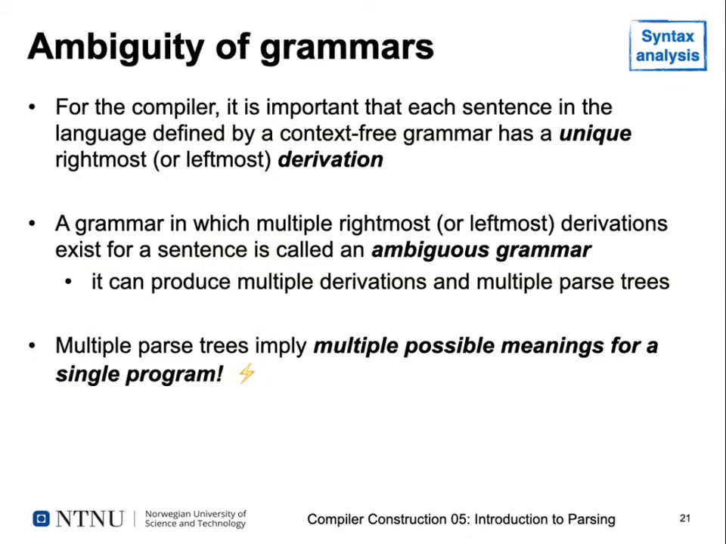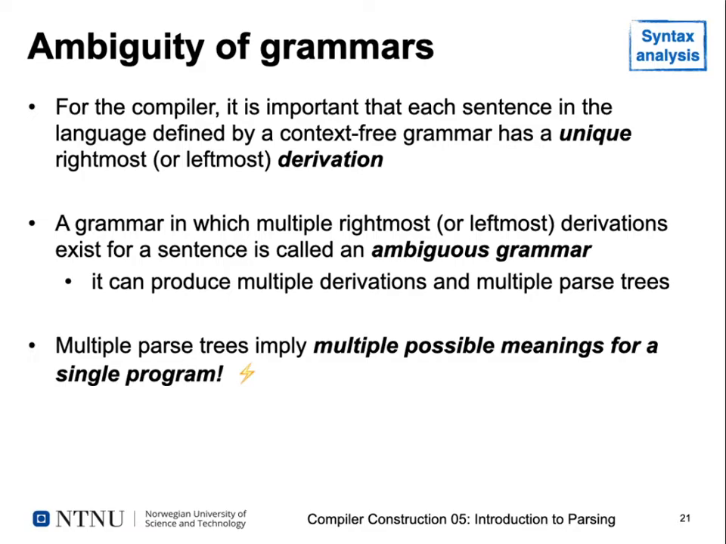So for the compiler, it's very important that each sentence in the language that we define by a context-free grammar has a unique derivation. It can be a unique rightmost, or as we've seen, a unique leftmost derivation, which results in the same parse tree. If we have a grammar that allows multiple rightmost or leftmost derivations for a sentence, then this is called an ambiguous grammar. So this could produce multiple derivations and multiple parse trees.